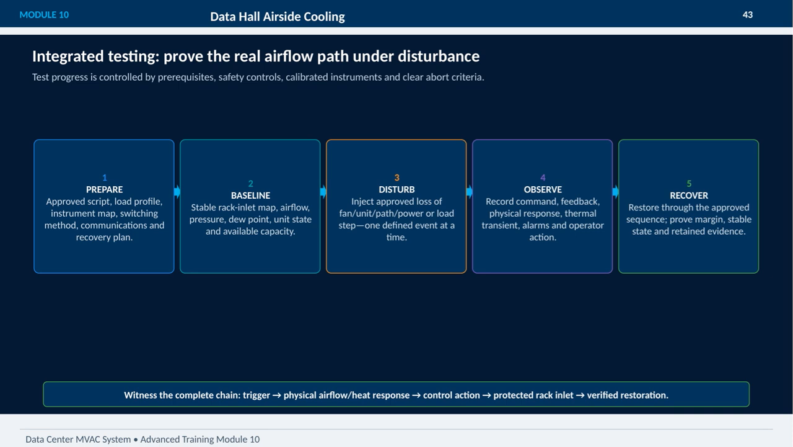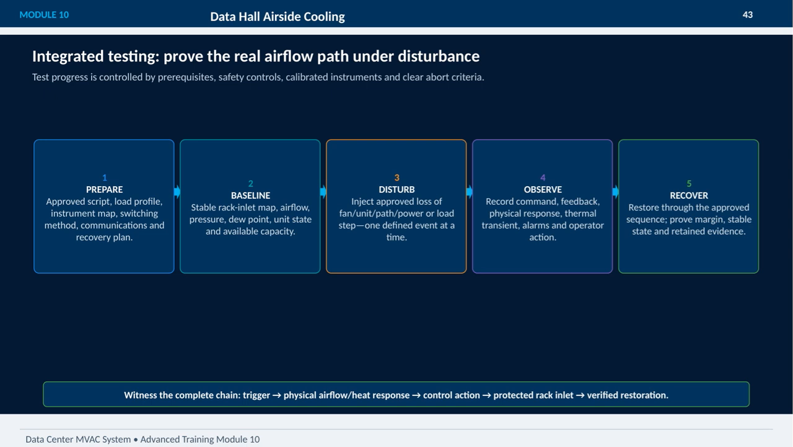communication and recovery plans. Next, we establish a baseline by measuring stable rack inlet conditions, airflow, pressure, dew point, unit state, and available capacity. Then, we introduce a controlled disturbance by injecting an approved loss event, such as a fan or power failure, one at a time.